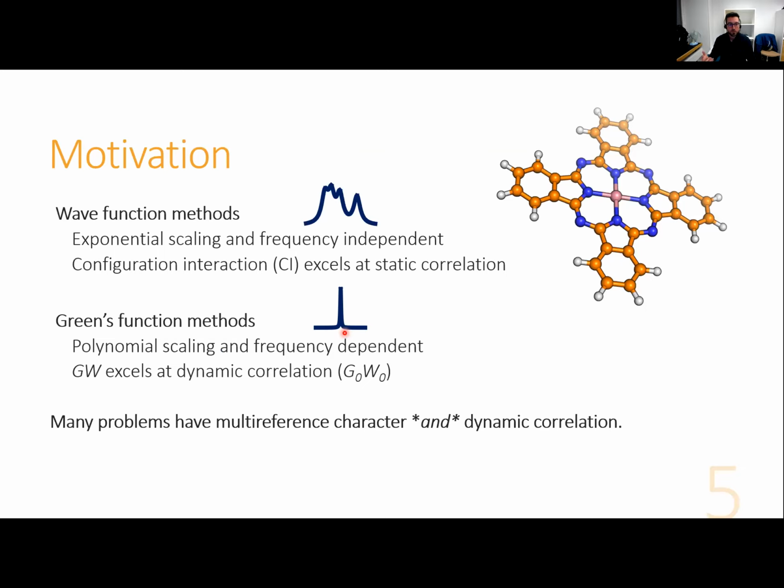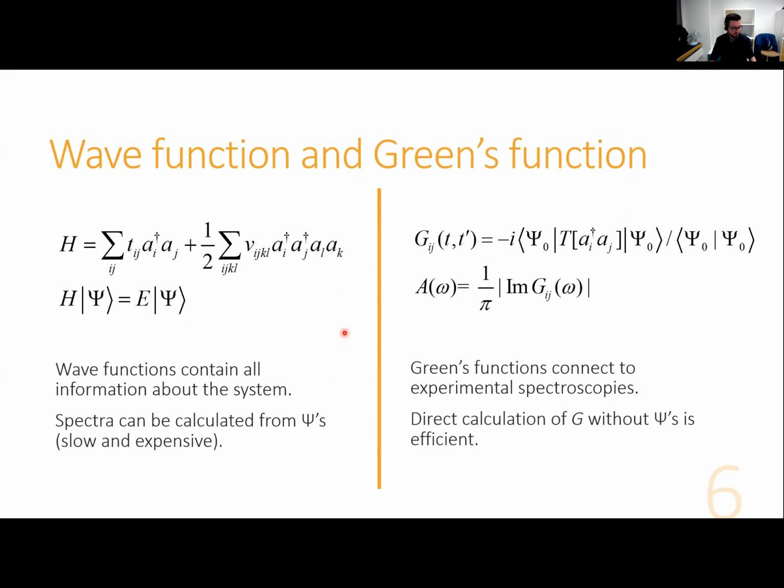The motivation for our work is that many systems have both types of correlation. There can be a localized part which has this kind of static correlation, and it can be surrounded by degrees of freedom which are dynamically correlated. Wave function methods are really good at treating static correlation, because if you calculate by brute force all the eigenstates, you can compute then the exact spectrum. Green's function methods can handle static correlation, but what I really want to take advantage of is the fact that they're really good for dynamically correlated systems. I have in mind G0W0, and these are of course a lot less expensive than wave function methods.